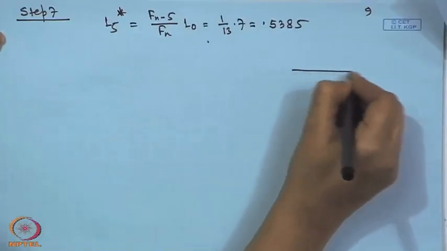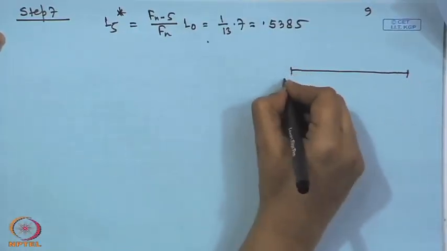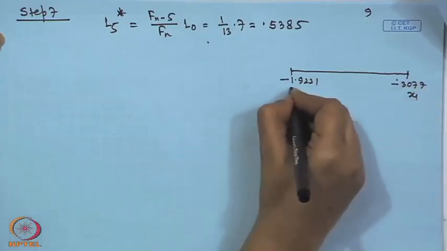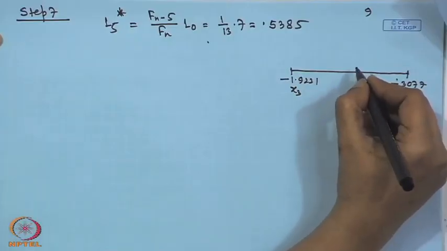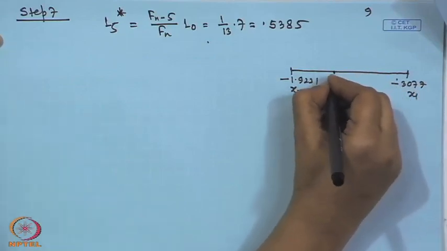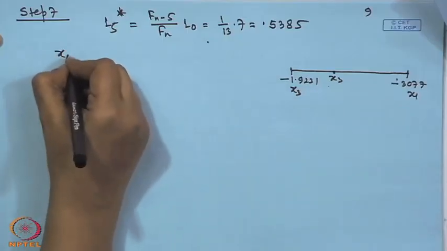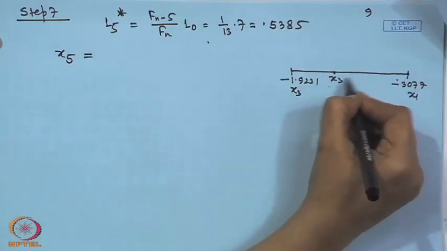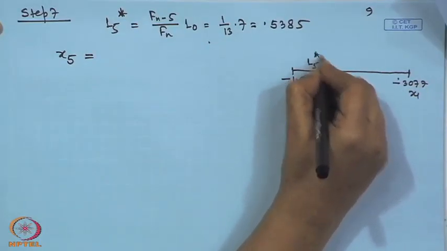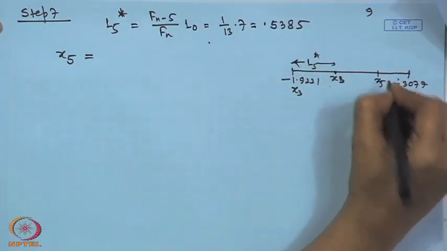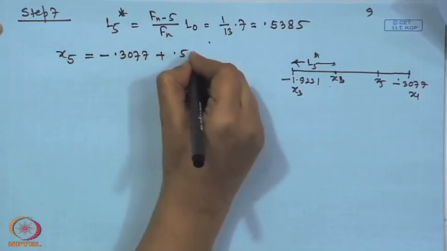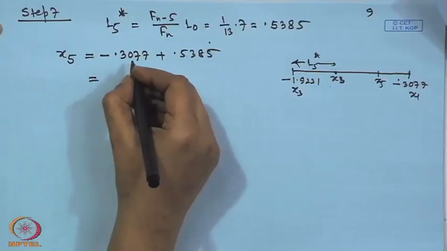Therefore, we will again consider the interval from x3 to x1, that was minus 1.9231 to minus 0.3077, that is my x1, that is my x3 here. In between we are having x3 somewhere. Now, we will calculate x5. Again the same logic, the current two experiments, x3 and x5, must be L5 star distance apart from both the ends. That is why x5 must be here somewhere. x5 is equal to minus 0.3077 plus L5 star, that is 0.5385.